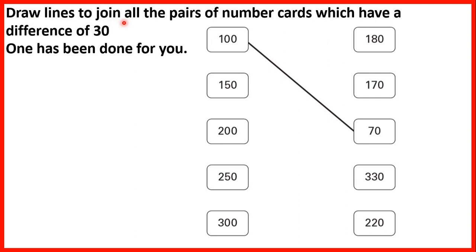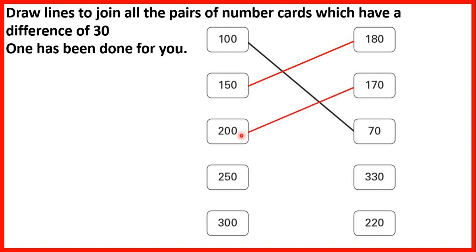Draw lines to join all the pairs of number cards which have a difference of 30. One has been done for you. So we need to remember that the difference is what we get when we subtract. So 100 and 70 have a difference of 30 because 100 minus 70 is 30. So we can match 150 and 180. That's because 180 minus 150 is 30, so that's the difference.